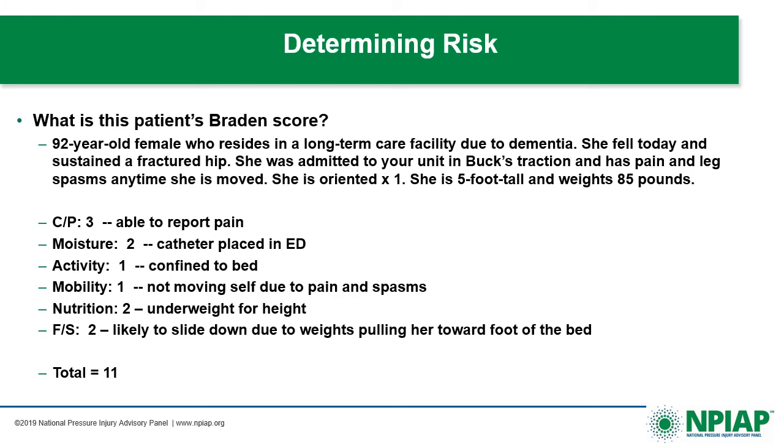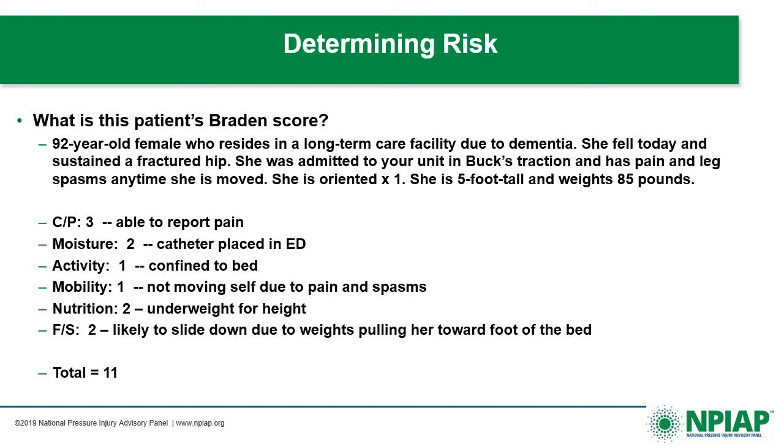Her moisture level I'd have put at a 2 because the catheter was placed in the ED. I don't know anything about her bowel habits in the nursing home. Hopefully I can find that out somehow in the record or from the nurses. She's certainly a 1 for activity and a 1 for mobility. She's absolutely confined to bed because of the traction. And because of the pain and the spasms, we know that she's not moving herself.